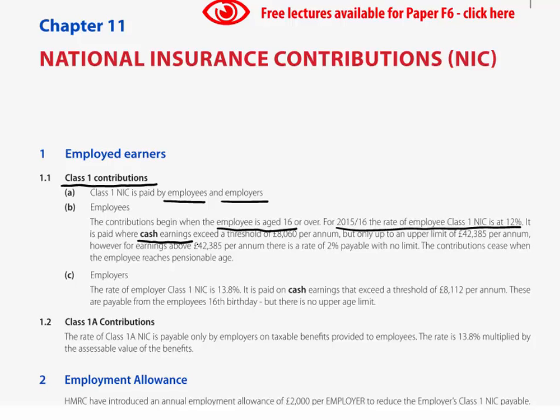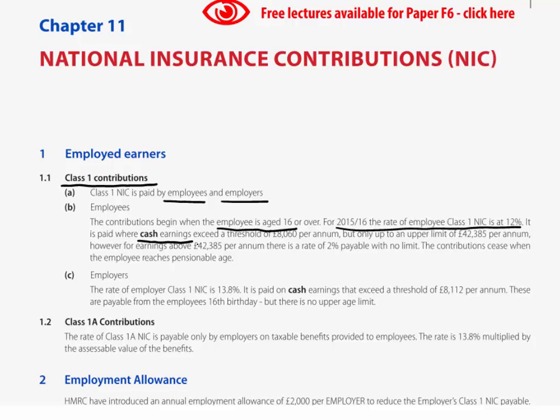Also included within cash earnings would be any vouchers that are provided by the employer to the employee that may be exchangeable for cash or indeed goods or services. That too would be classified as cash earnings. There may be other payments that are made by the employer in cash to the employee.